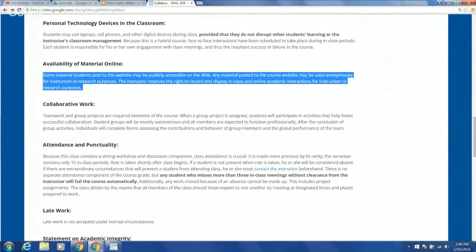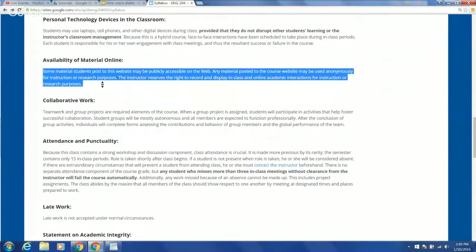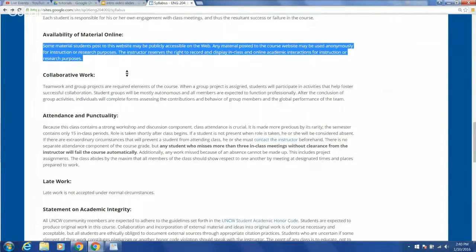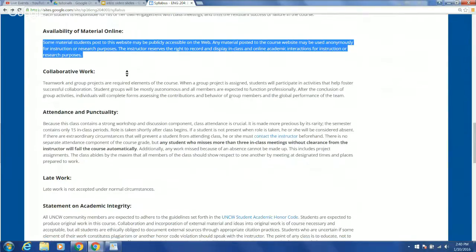Availability of material online. We may be posting some stuff to this website, and this is just a website. It's out there on the internet. So we may post some stuff. If we do, you'll know in advance. And you may want to de-identify any stuff you post, so you don't always want to put your personal information in sort of a public forum. I don't think we will be posting much online, but if we do, we'll talk about it.